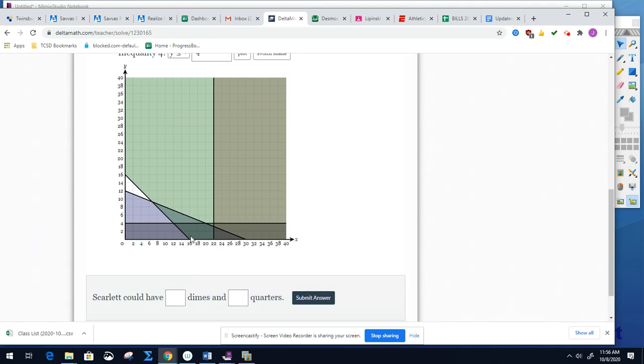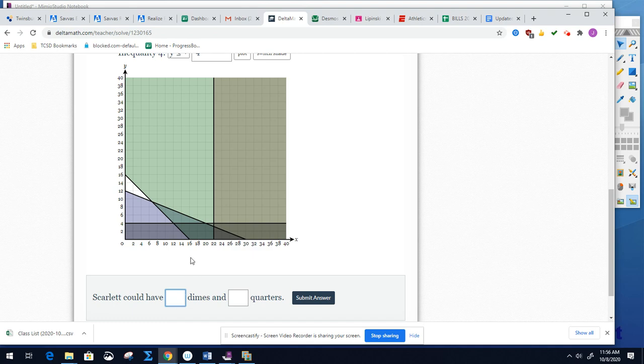So again, when it comes to dimes and quarters, anything in this really dark shaded region would work. And I could ask the question, how come nothing works here? That's because that would be more dimes than 22. How come nothing over here works? Because that is not greater than 16 coins. So that shows me why this is the only solution set right there.